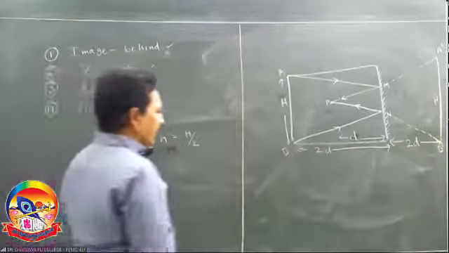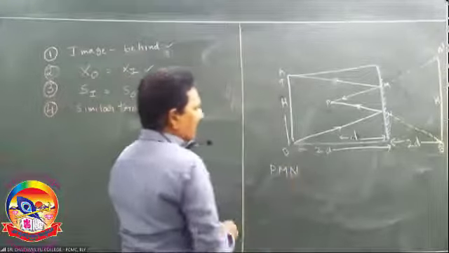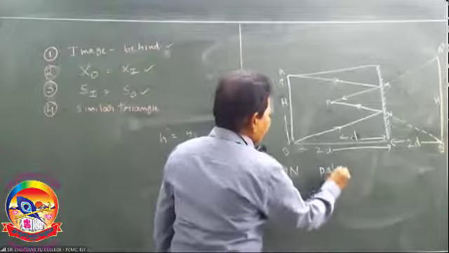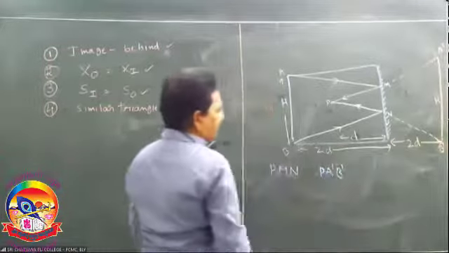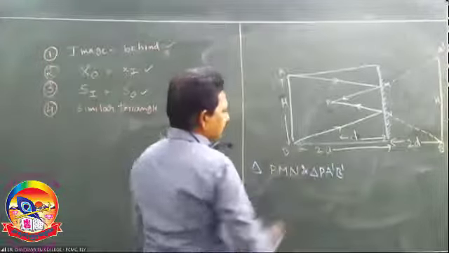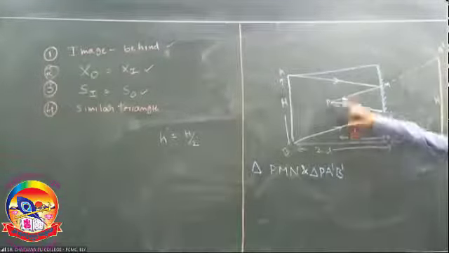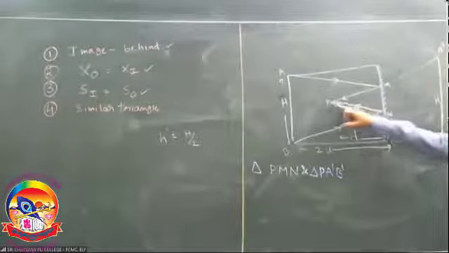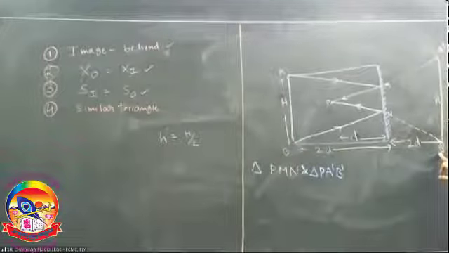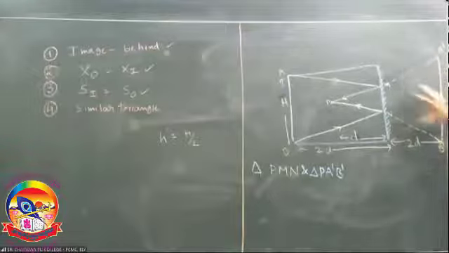What are the similar triangles? P, M, N is one similar triangle. What is the other similar triangle? P, A dash, B dash is the other similar triangle. Triangle PMN and triangle P, A dash, B dash. So MN divided by A dash B dash.